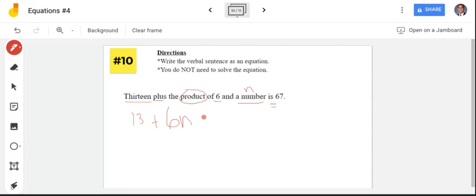There's your equal sign, 67. Okay, so it's taking the sentence and turning it into an equation. And again, you do not need to solve the equation. You would just write this. 13 plus 6n equals 67.